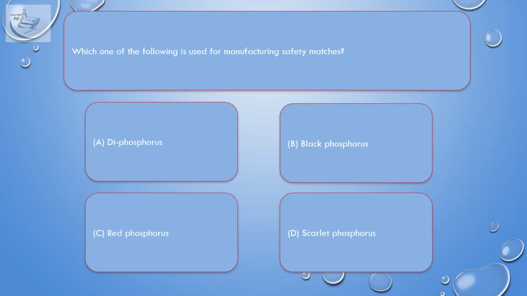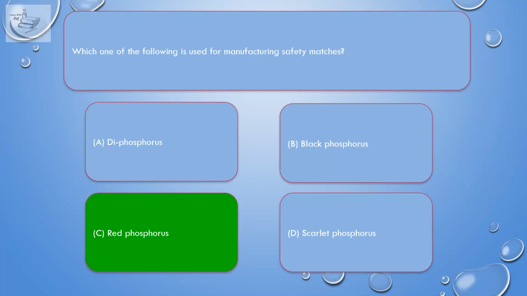Question: which one of the following is used for manufacturing safety matches? A. White phosphorus, B. Black phosphorus, C. Red phosphorus, D. Scarlet phosphorus. Correct answer is C. Red phosphorus.